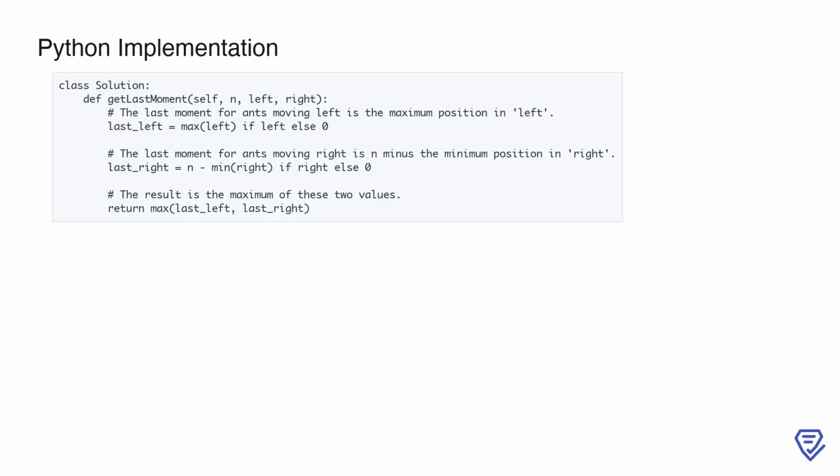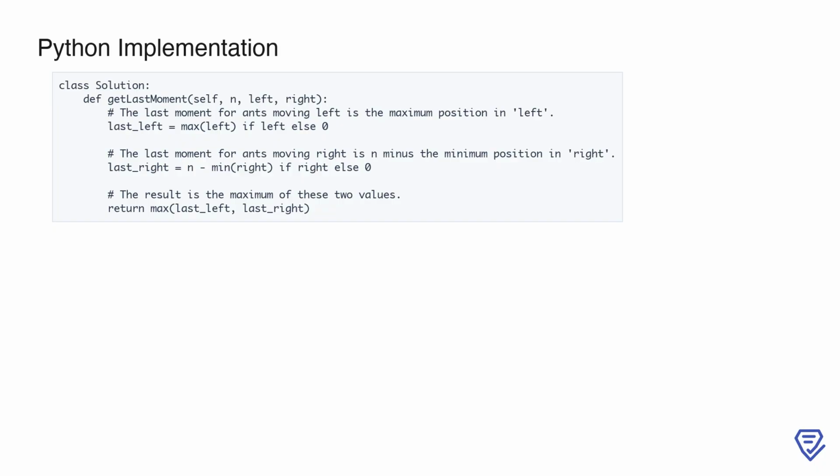2. Determine the last moment for right-moving ants. These ants fall off the plank at the position n, and the time it takes for each ant to fall off is n - position, where position is the starting position of the ant. The last moment for right-moving ants is therefore n - min(right). If there are no ants moving right, right is empty, this value is set to 0.